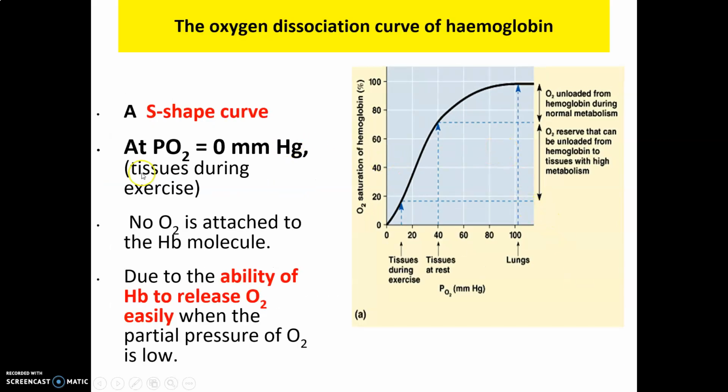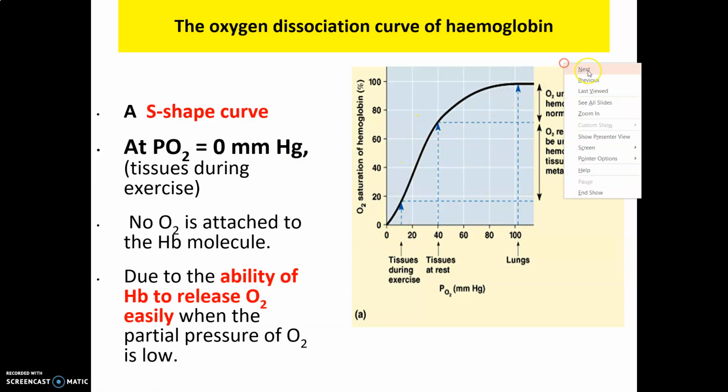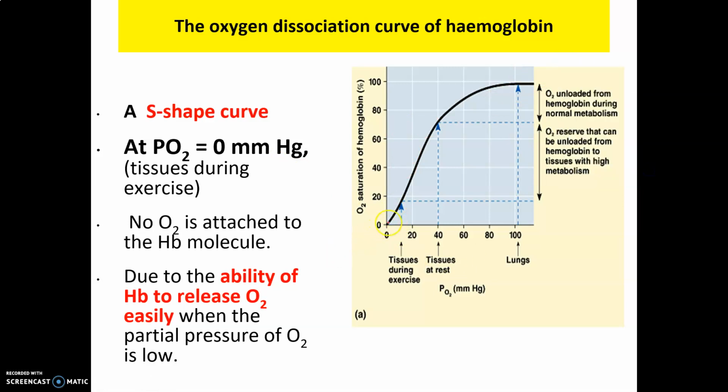Dan as I said, at partial pressure of oxygen 0 mmHg, kita boleh nampak tissue memang during masa ni tengah exercise lah. Ataupun actually basically awak mati pun partial pressure of oxygen is low lah, means that memang tak ada oksigen akan bind dengan hemoglobin. Cuma kita tak cerita pasal mati lah. Kita cerita during exercise. During exercise, partial pressure of oxygen is very very low kerana oksigen digunakan, dan no oxygen is attached kepada Hb molecule.